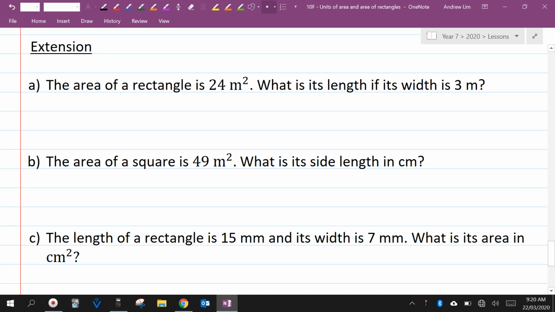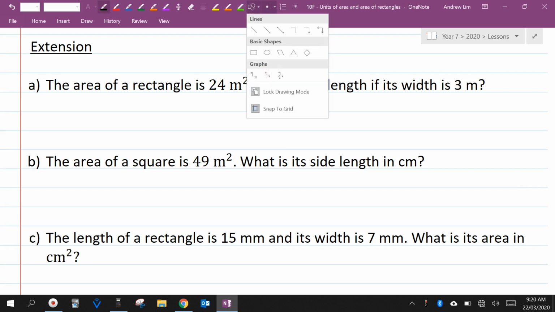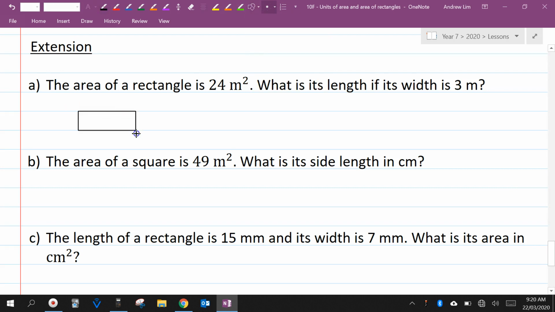Now, if you want to, you can draw this out. Okay, you don't have to. Here's our rectangle. We know that the width is 3 meters. We don't know what the length is. We'll call this L for length. But we know that the area is equal to 24 square meters. So 3 times what number equals 24? The length has to equal 8 meters.